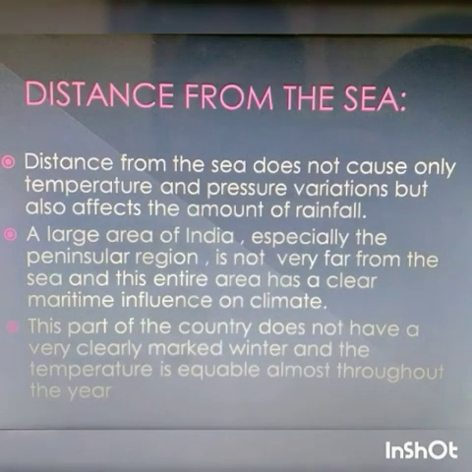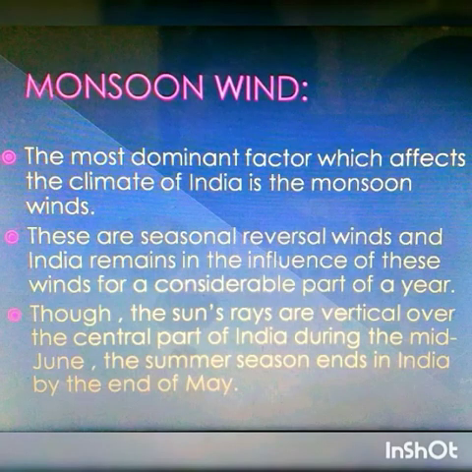Next, the third one, distance from the sea. Distance from the sea not only causes temperature and pressure variations but also affects the amount of rainfall. A large area of India, especially the peninsular region, is not very far from the sea, and this entire area has a clear maritime influence on climate. This part of the country does not have a clearly marked winter and the temperature is equable almost throughout the year.